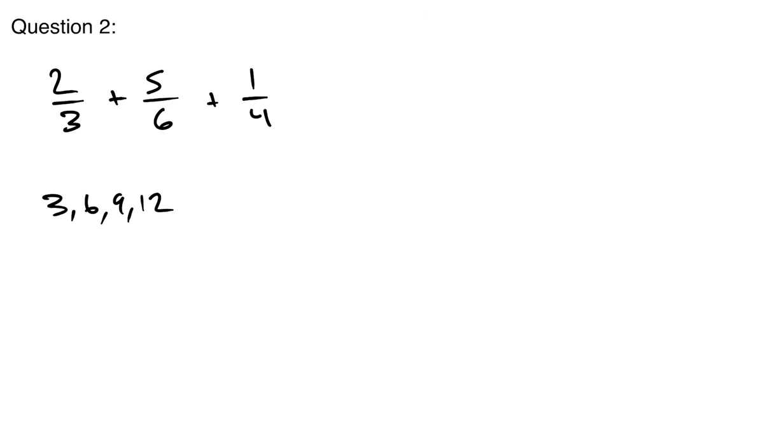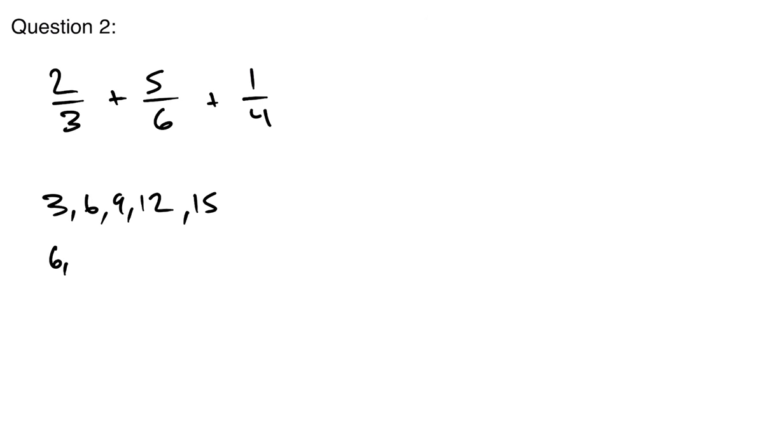Let's go 2 over 3 plus 5 over 6 plus 1 over 4. Now pause the video and try it on your own. But when you come back, you'll see that the process is once again the exact same. We find the lowest common multiple. So the multiples of 3 are 3, 6, 9, 12, 15. We should be able to stop there.